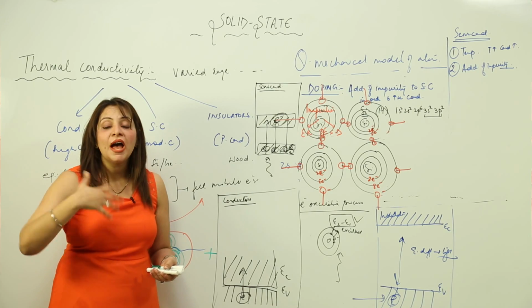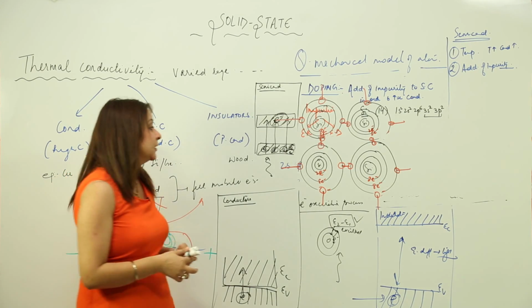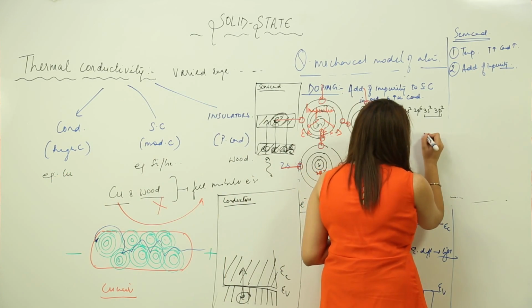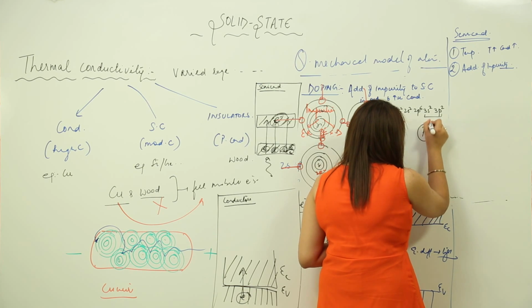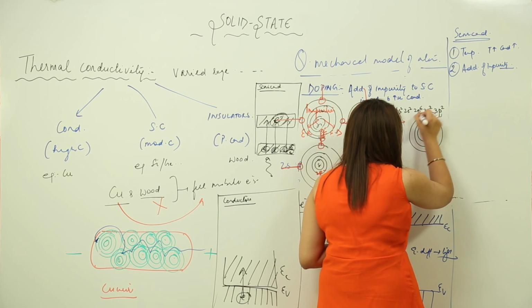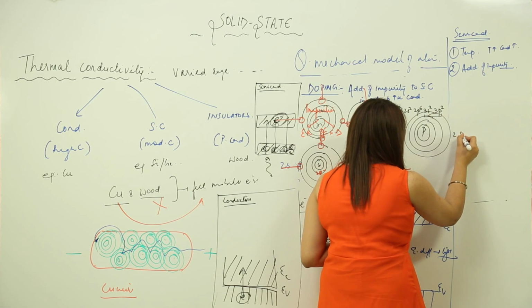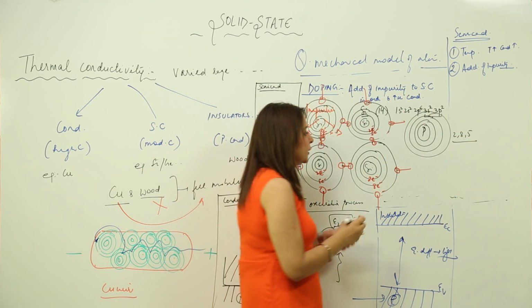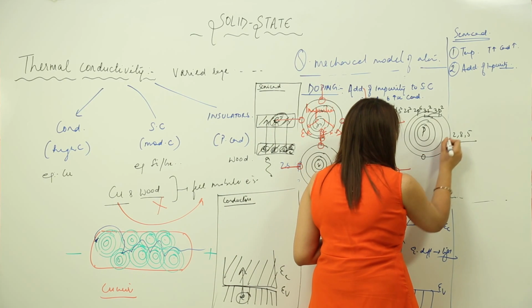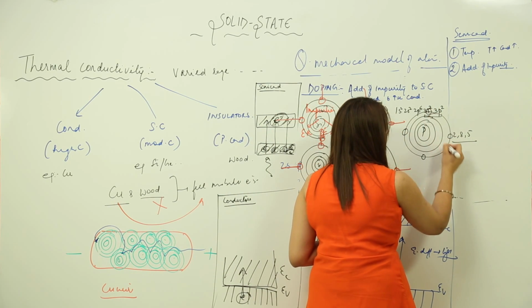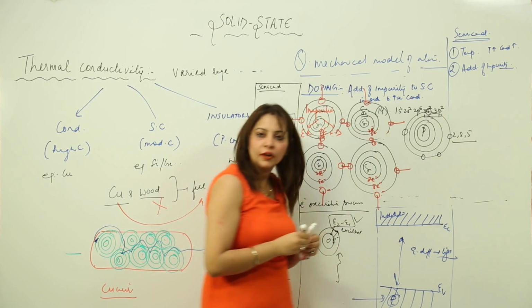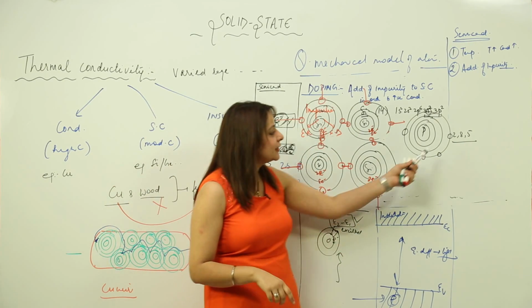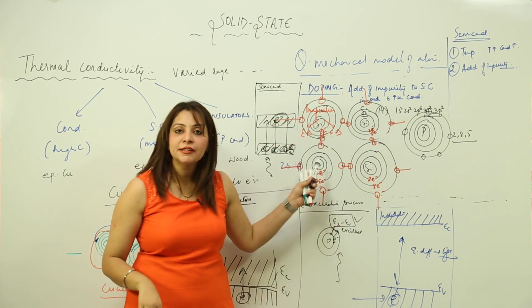Now I am going to add an electron rich impurity. So let us take the electron rich impurity as phosphorus. How many electrons do we see in phosphorus? Its atomic number is 15, so the configuration is 2, 8, 5. That means 5 electrons in the outermost shell, right? So now I am going to add this electron rich impurity to this silicon crystal.